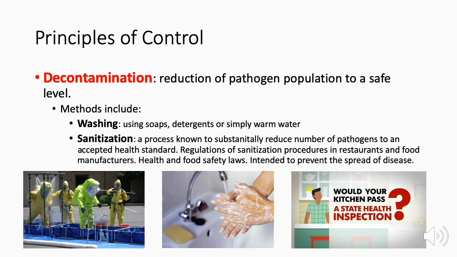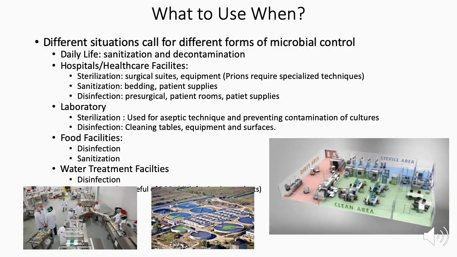All right. So another form or principle of control is the idea of decontamination, reducing the pathogen population. And methods of decontamination really include washing and sanitizing. We want to make sure that we're removing pathogens, any microorganisms that could possibly make us sick. One thing to keep in mind, hand washing with soap and water, to this day, no matter how many new decontaminants or sanitizers or anything else we have out there, washing your hands with soap and water and rinsing them off is still the number one way to inhibit that.